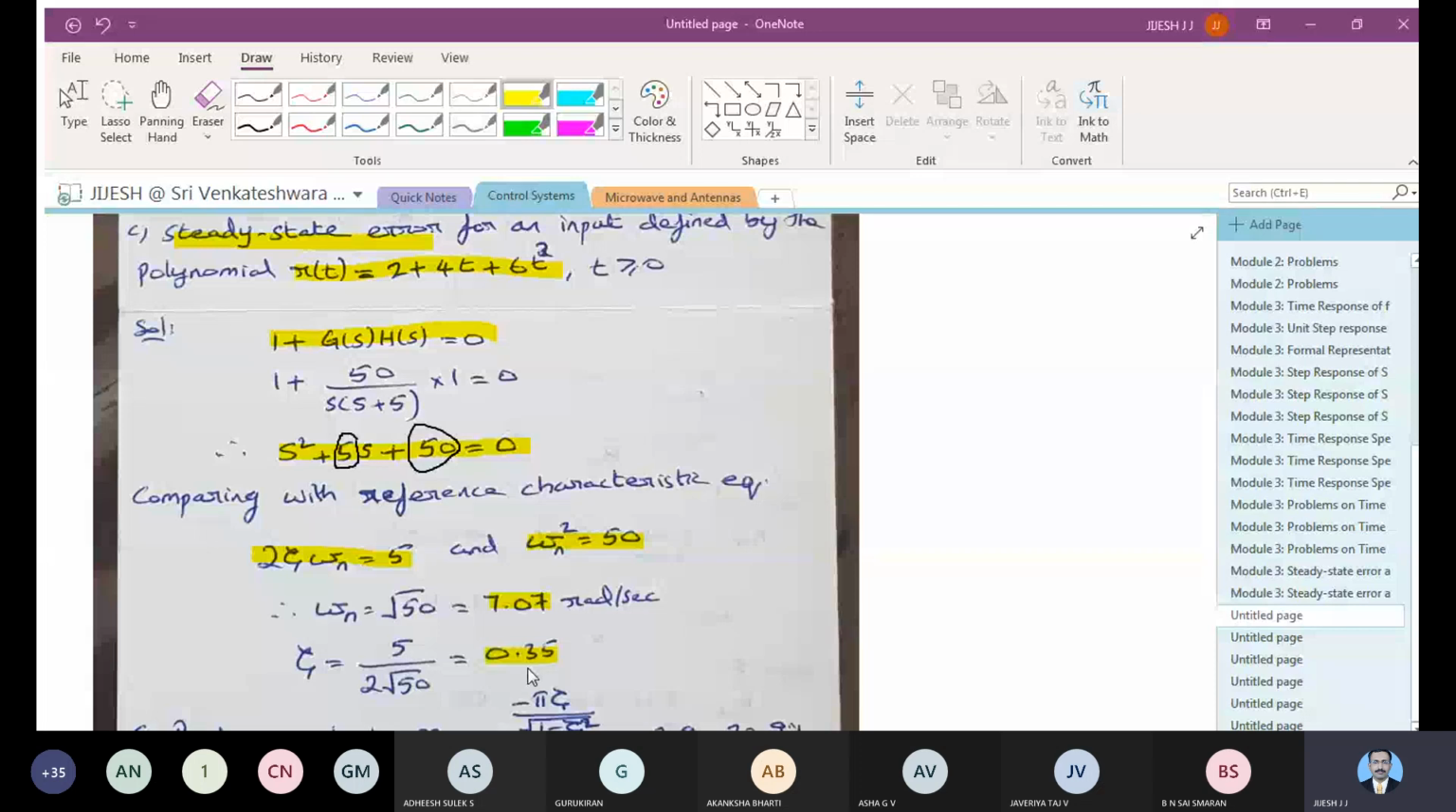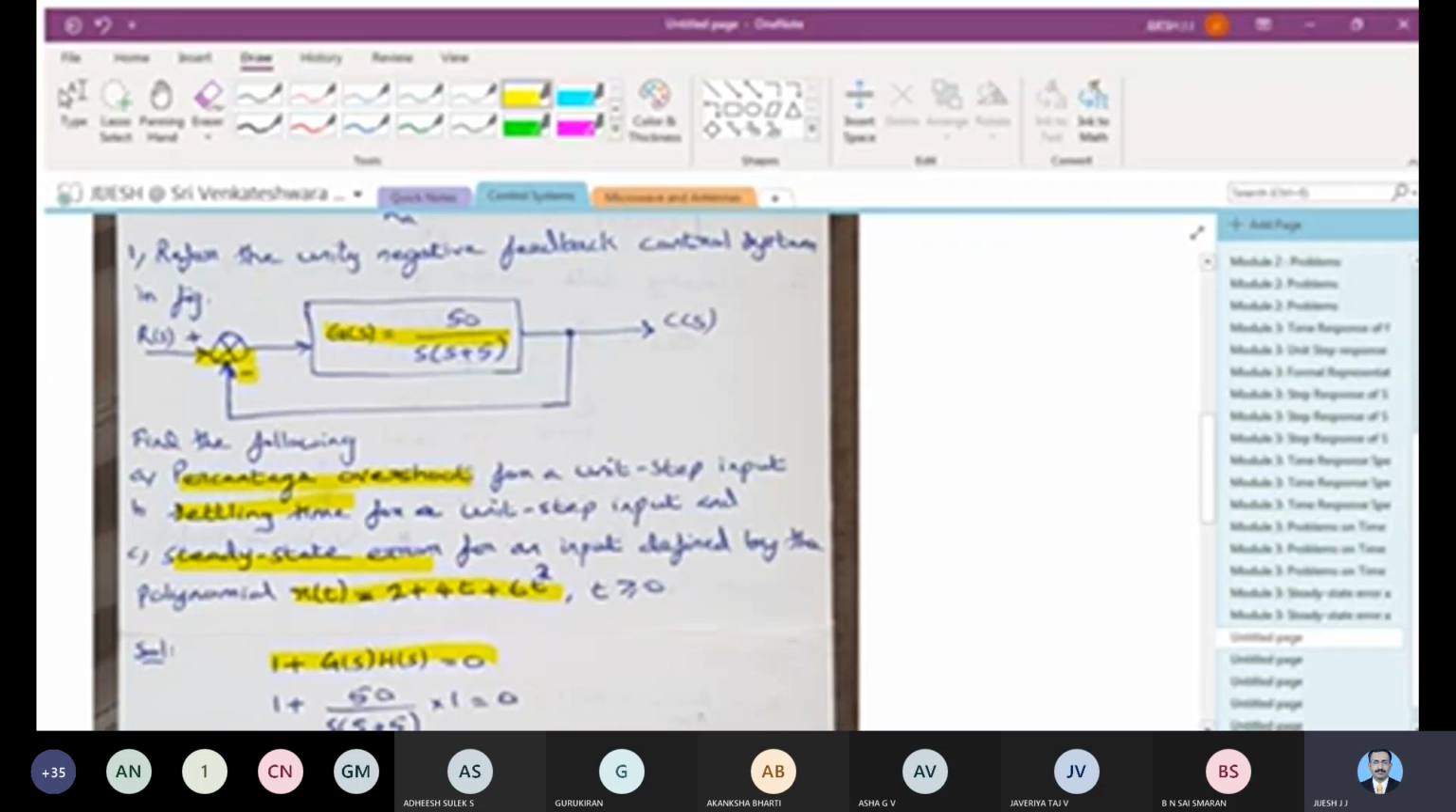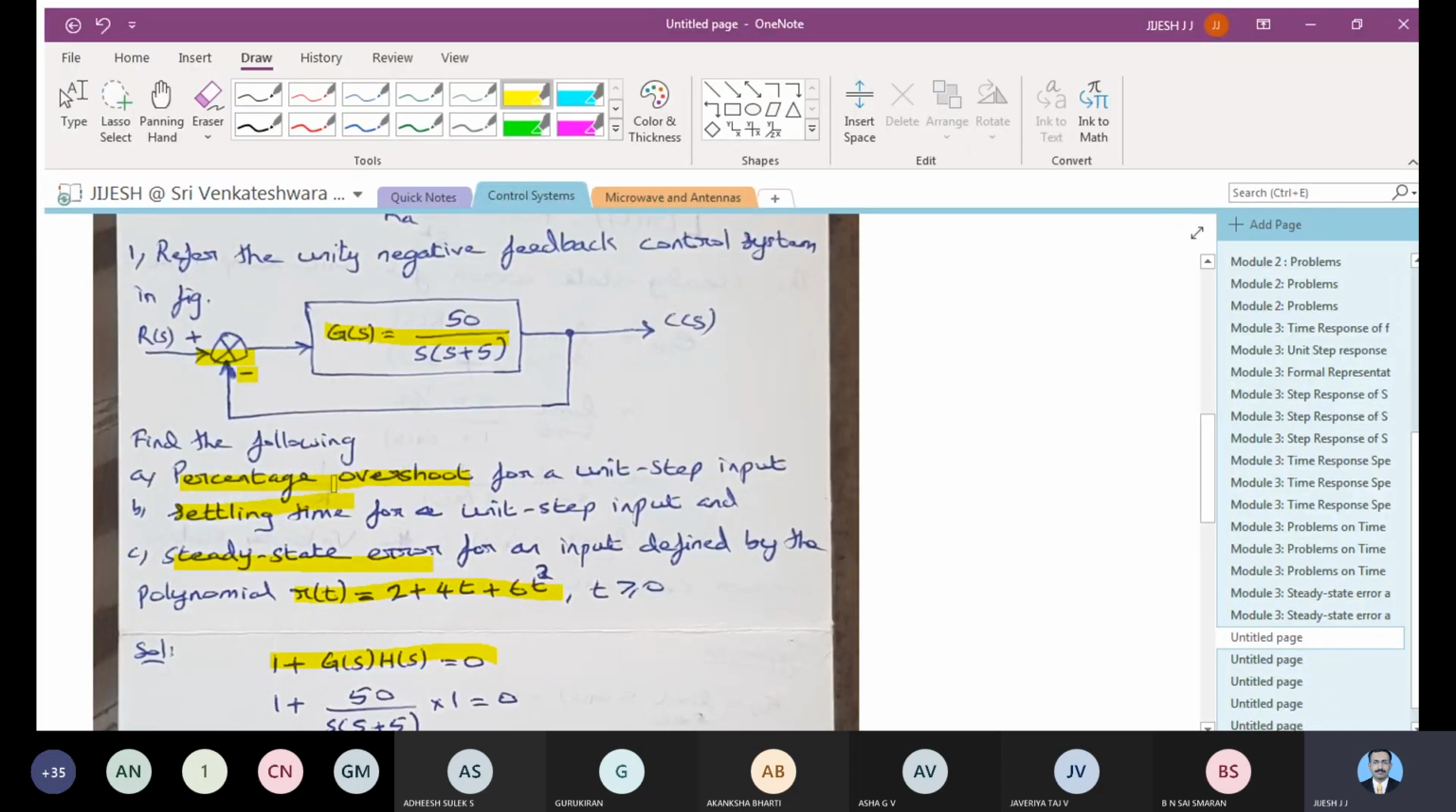Those who have joined late, we are doing this problem that we have been discussing in the previous class. This is the problem we have been doing, where we have to find out the percentage overshoot, settling time and steady state error. So this figure you have. I have asked you to write down this problem in the previous class itself, so most of you might have written it.